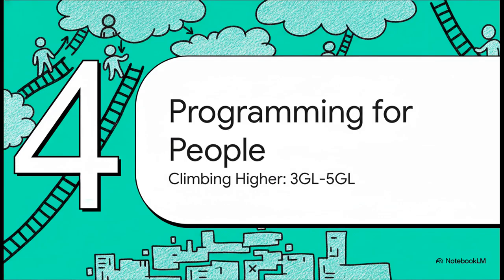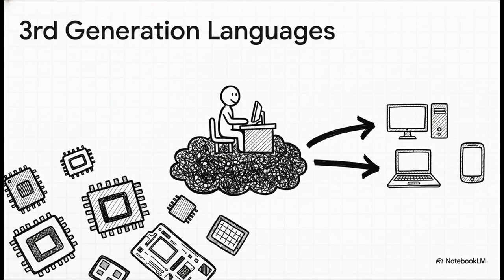All right, now we really start climbing. We've gone from unreadable code to cryptic code. The next bunch of leaps was all about creating languages that were truly designed for people, not just for machines. Third-generation languages were a complete revolution. The reason? One word: portability.